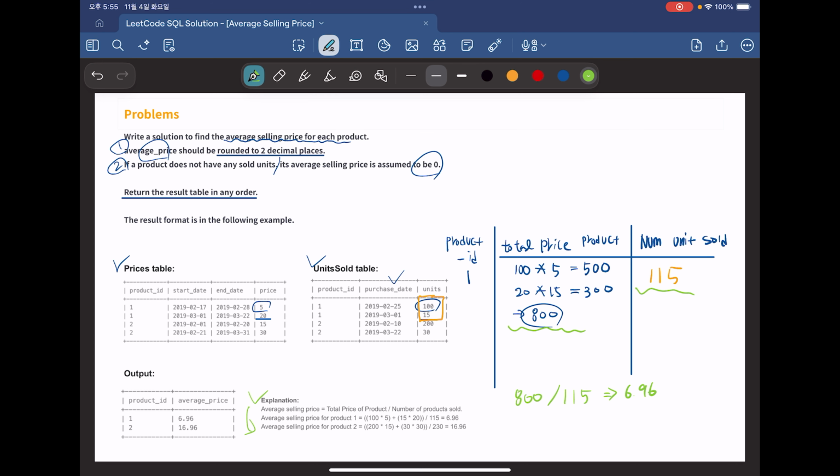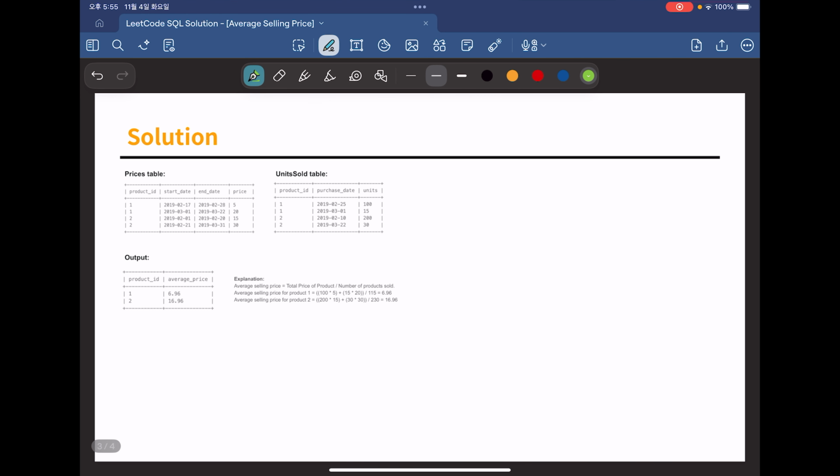So I'm going to explain how to approach and solve this problem. Let's move on to the solution page. The first approach is how we make this output table. I think first we have to use a join, and the key of each table will be product ID, since it is the same in both, so we're going to use product ID as a key.